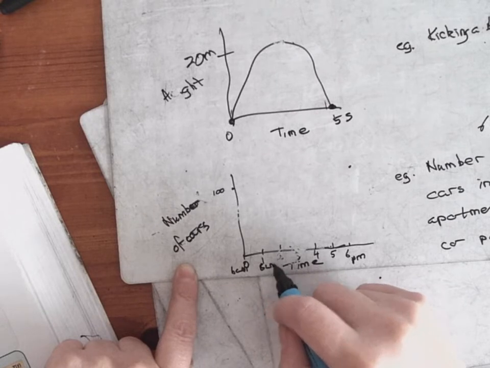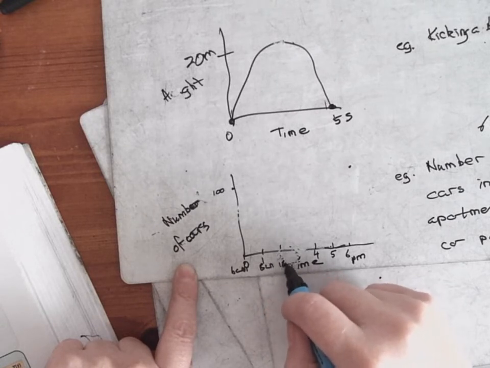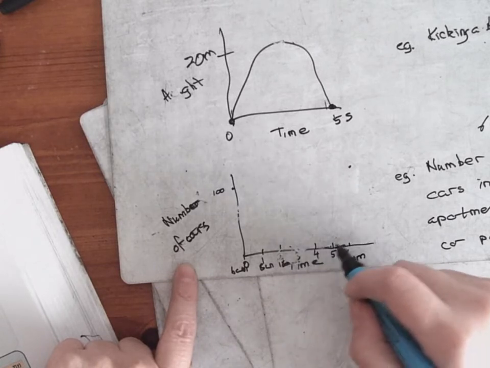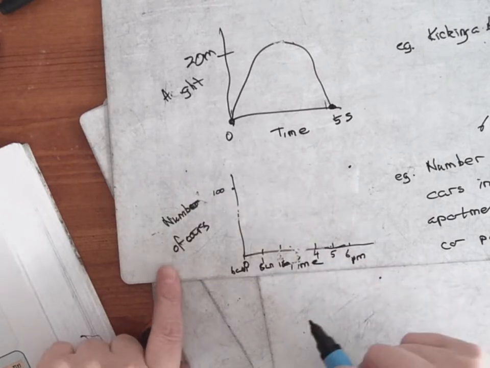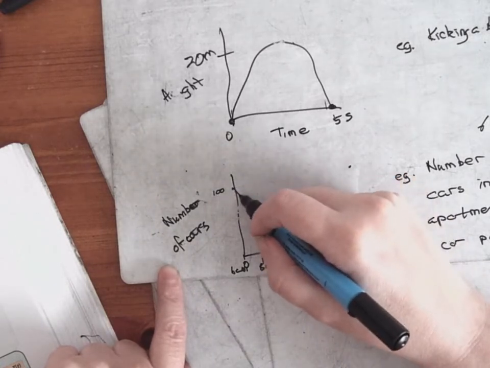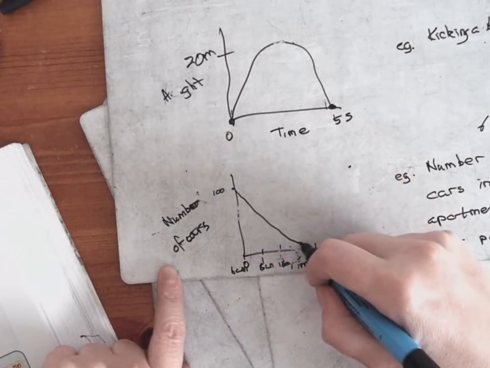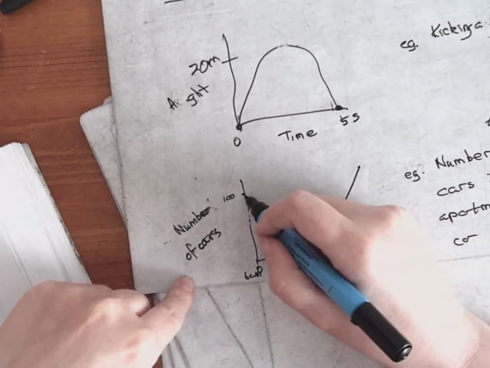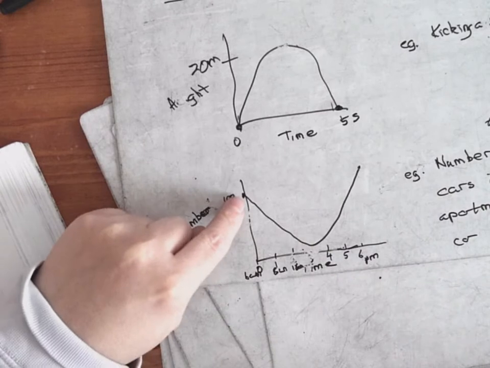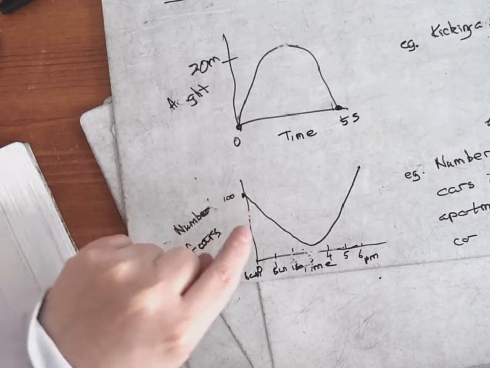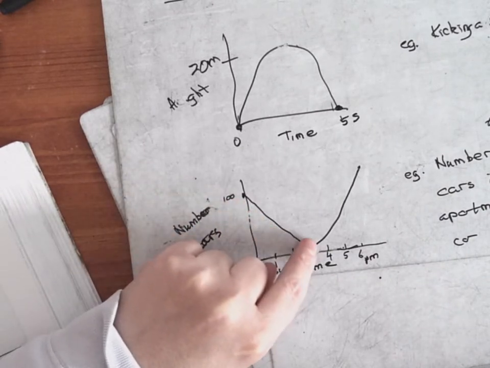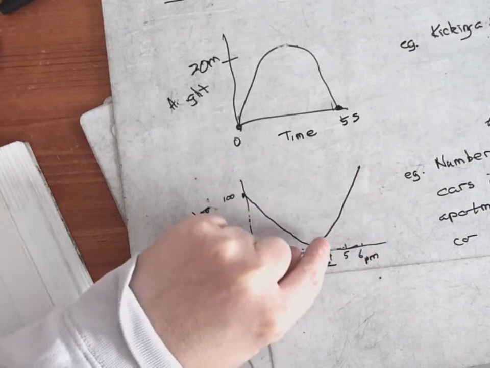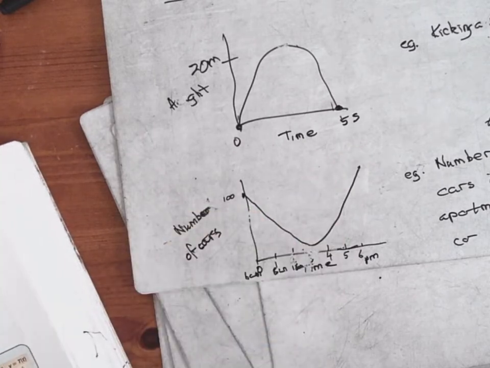Number 1 represents 8 a.m., number 2 represents 10 a.m., number 3 is 12, number 4 is 2 p.m., 4 p.m., 6 p.m., and the number of cars might be represented by something like that. So basically at 6 a.m. there were 100 cars in the car park, then the number of cars went down until about 3 o'clock, and then from 3 o'clock on, the number of cars in the car park started increasing again.